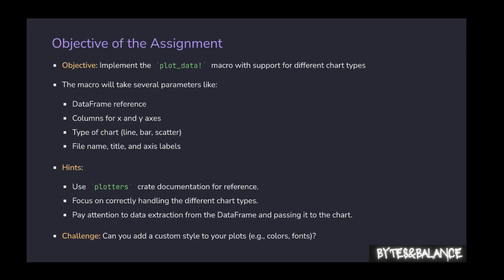So the objective for this assignment is to implement the plot data macro. The macro will help you generate different types of charts with minimal code repetition. You need to handle several parameters. So we need to have a reference to a data frame, columns for the X and Y axis, the type of chart you want to create, such as line, bar, or scatter, and the filename for saving the plot, along with the title and axis labels.